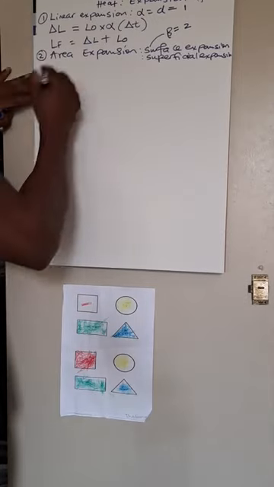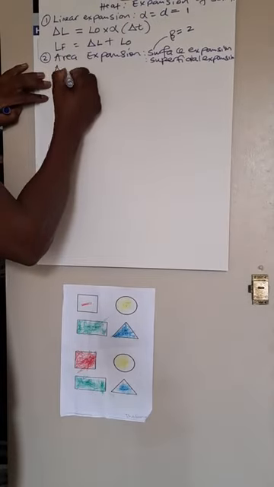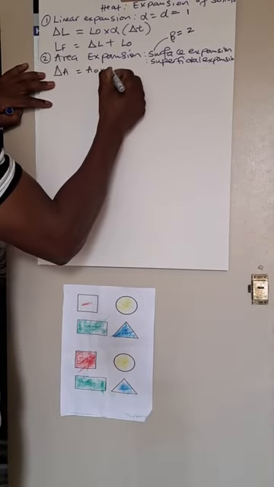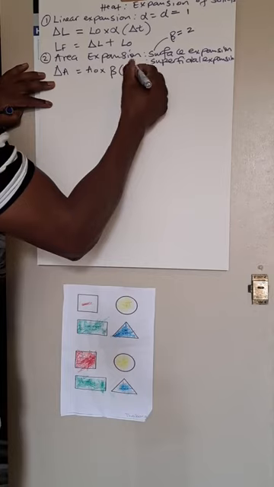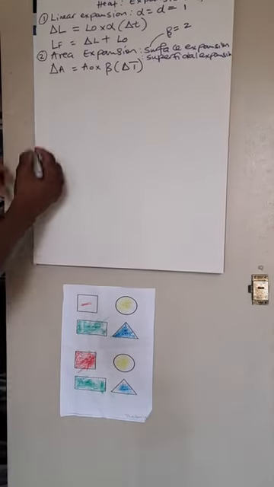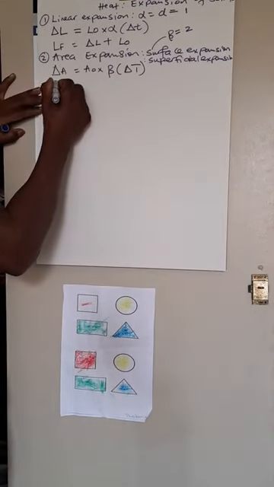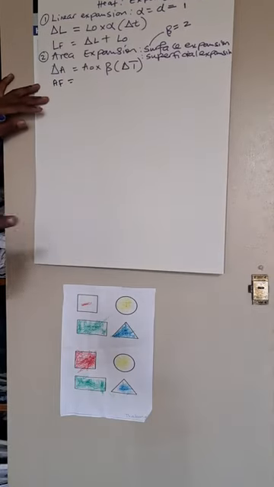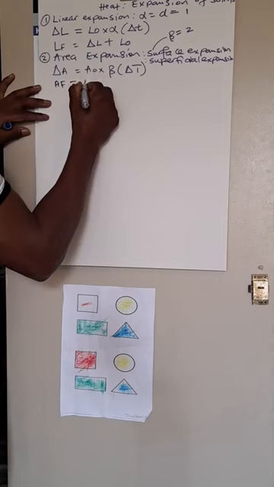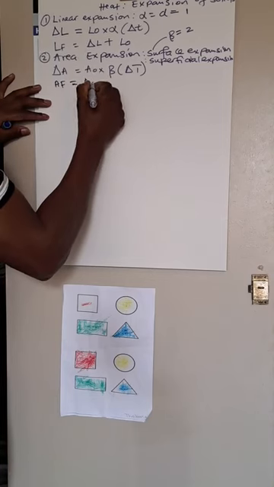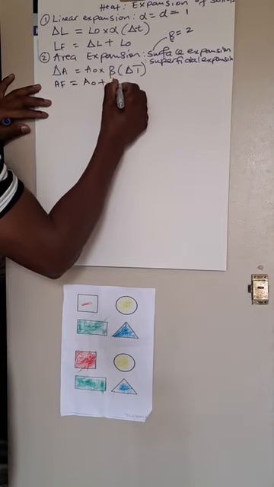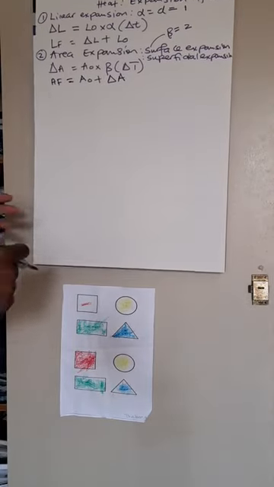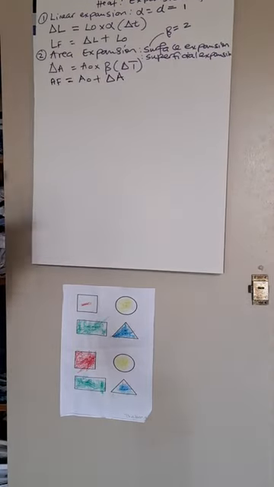Now, how do we calculate our change in area? Change in area equals our original area times beta times our change in temperature. And to calculate our final area, A final equals our original area plus our change in area. So that's how we calculate our change in area as well as our final area.